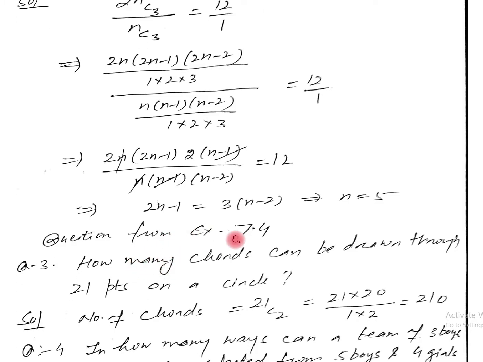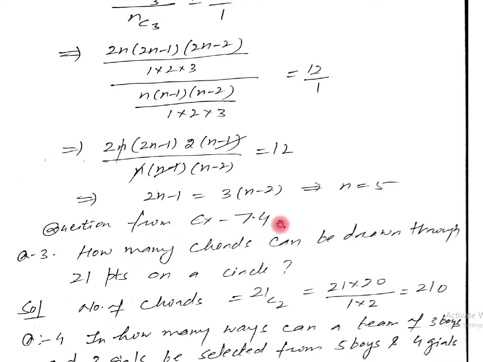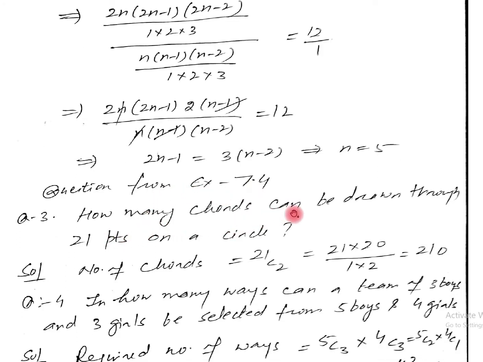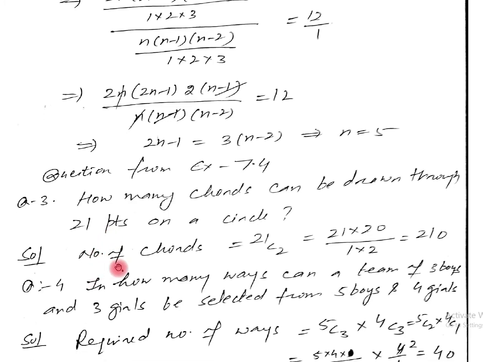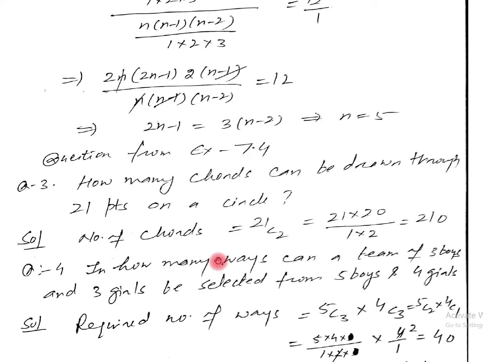Now let us see the question from exercise 7.4 from NCERT. The question is here, how many chords can be drawn through 21 points on a circle? On a circle 21 points are given and we have to tell how many chords can be formed. And we know when we have to draw a chord, we want to join always 2 points. It means at a time we have to take 2 points. Therefore the number of chords equal to 21C2 calculated 21 into 20 upon 1 into 2 equal to 210. Remember, whenever you have to make a chord, we always join the 2 points.